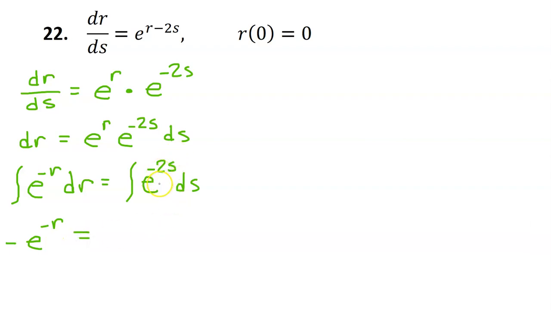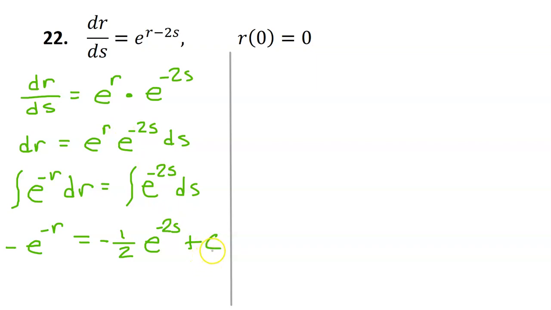Same deal over here, except this time imagine that u is negative 2s. So u prime is negative 2. That means we will end up dividing by u prime. We will end up dividing by negative 2. So out in the front, I will need a negative 1/2. Other than that, I can proceed with the antiderivative. The antiderivative of e to the u is e to the u plus c.